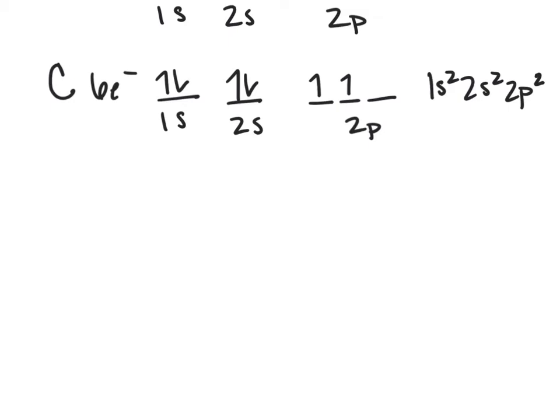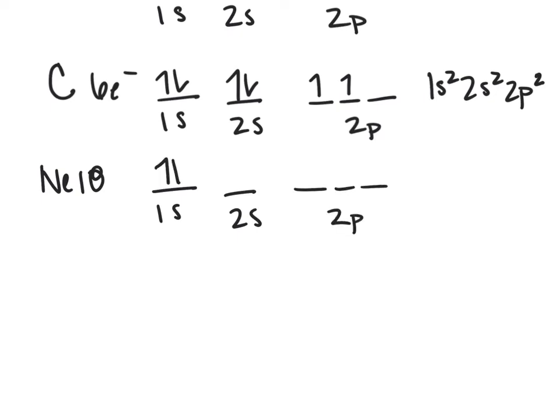So let's think about neon. Neon has 10 electrons. 1s, 2s, 2p. 1, 2, 3, 4, 5, 6, 7, 8, 9, 10. 1s2, 2s2, 2p6.